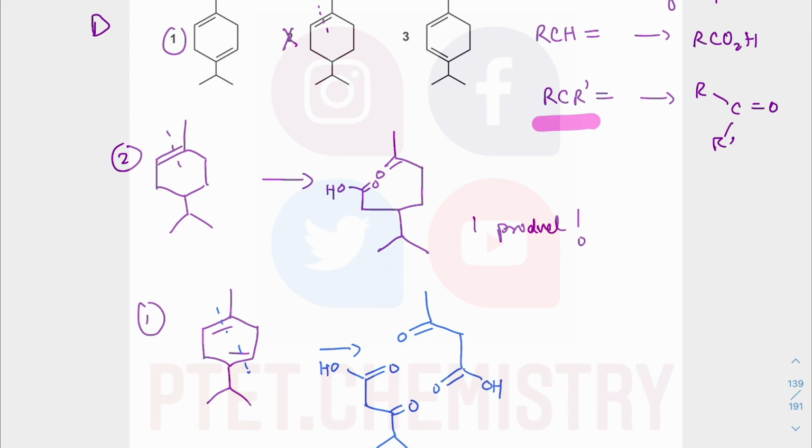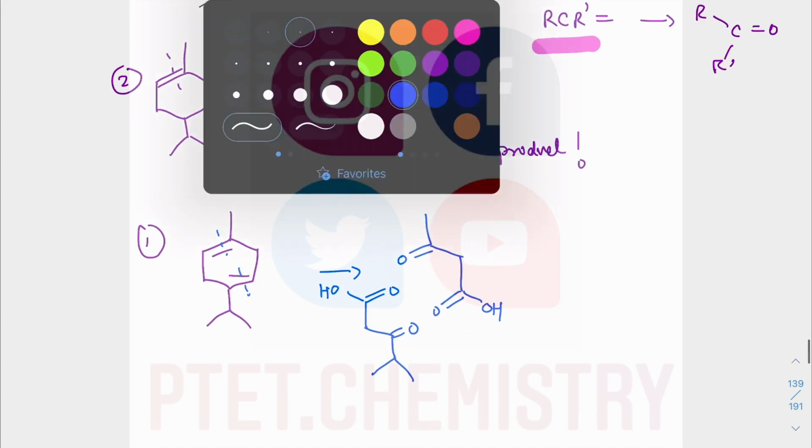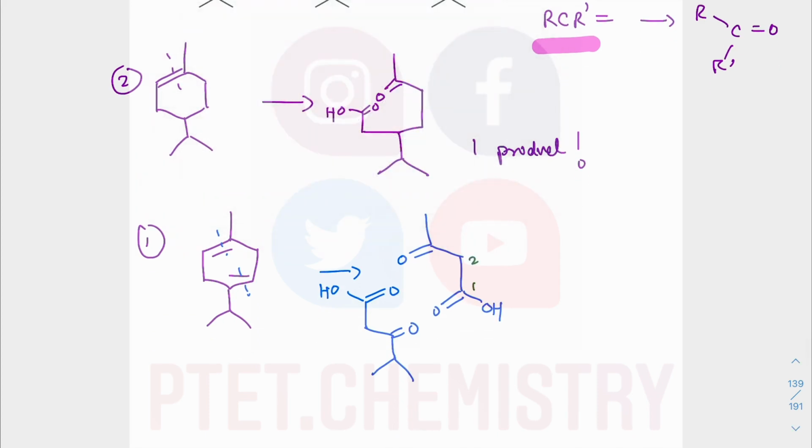Are they the same or are they different? 1, 2, 3, 4. 1, 2, 3, 4, 5. The number of longest carbon already are different, so there are 2 different products here. And then each has a ketone. You have the ketone there, and you have the ketone there, alright?